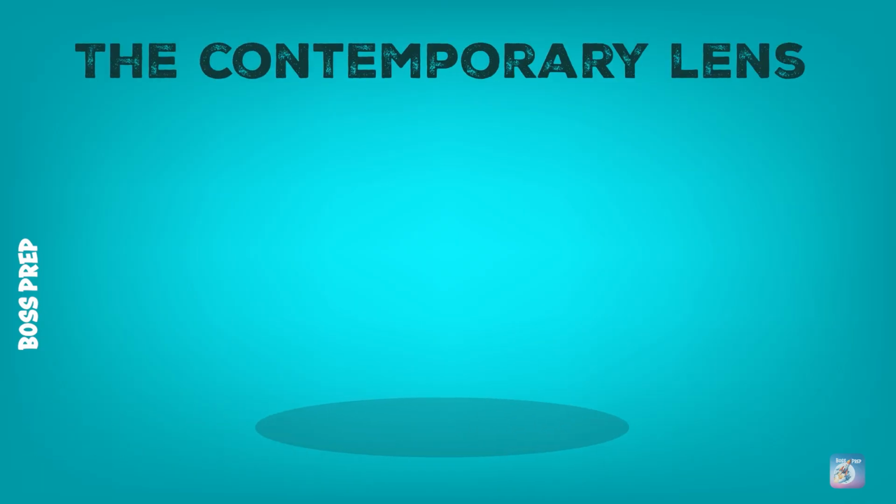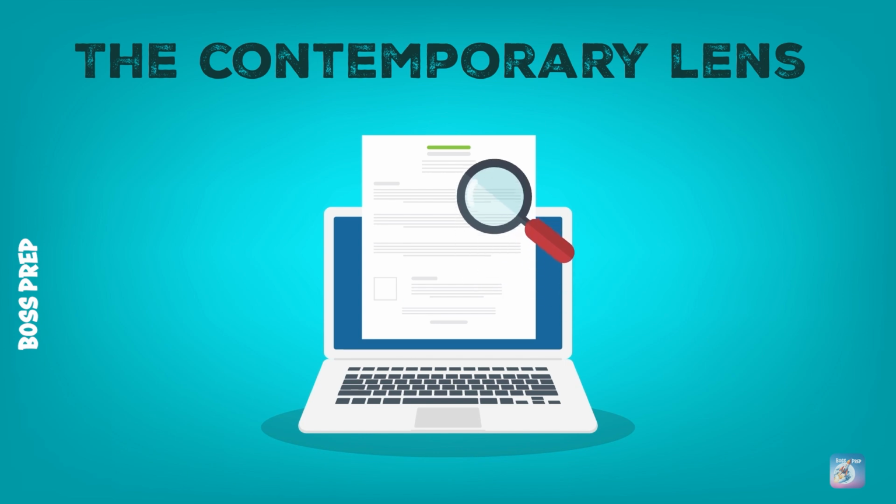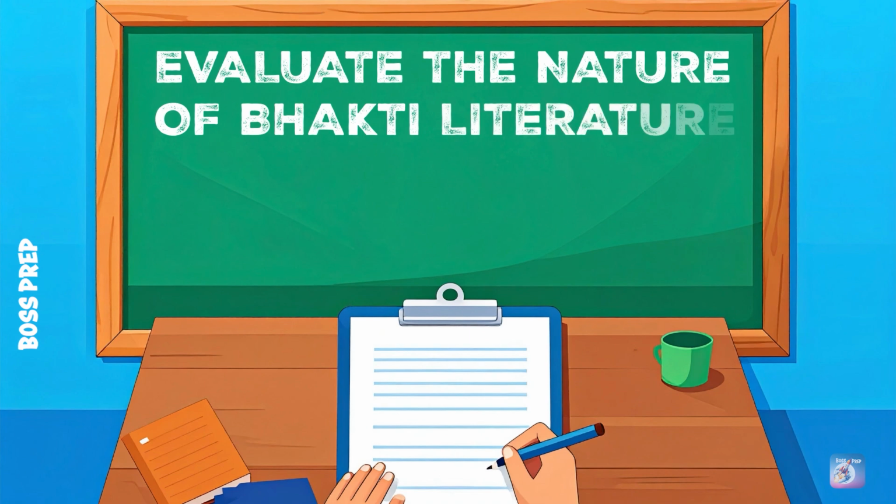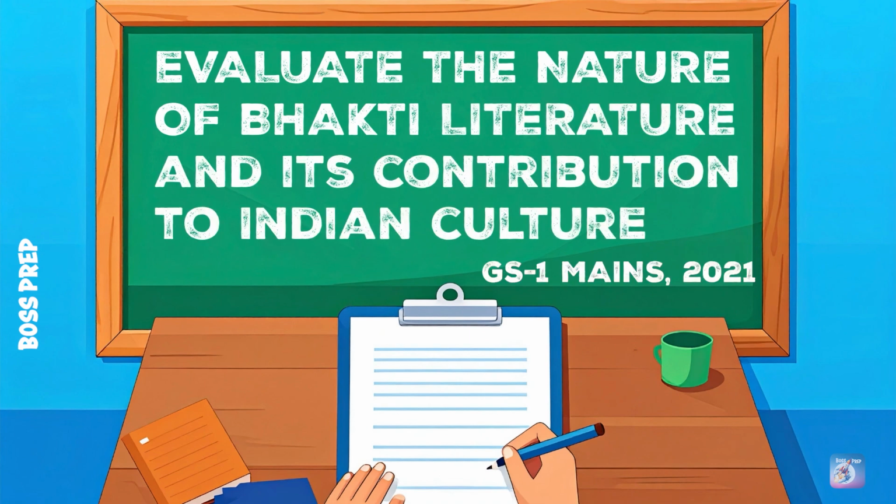The contemporary lens requirement. The second pattern is what I call the contemporary lens requirement. This pattern simply means that historical questions now require a contemporary analytical framework. Take this 2021 GS-1 question for example. Evaluate the nature of the Bhakti literature and its contribution to Indian culture. Observe this fundamental shift of UPSC in testing your understanding. The traditional approach to the question would be, describe the Bhakti movement. The current approach to testing is, evaluate Bhakti literature's contribution to Indian culture.